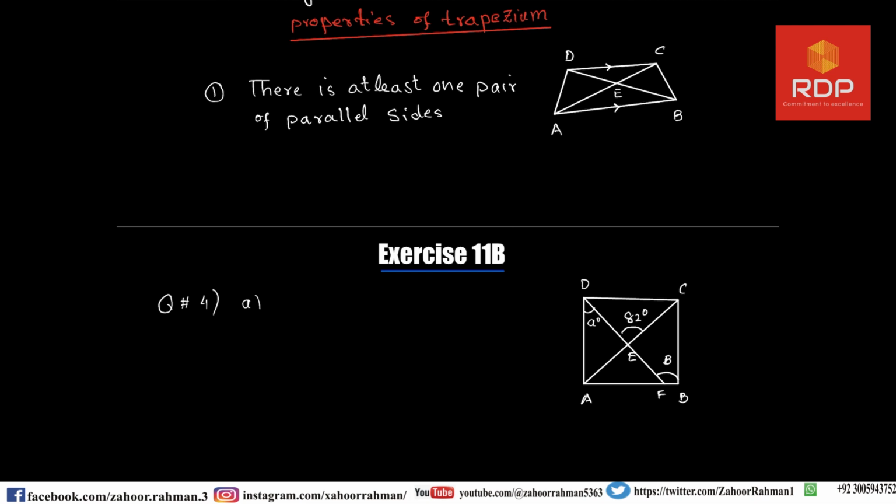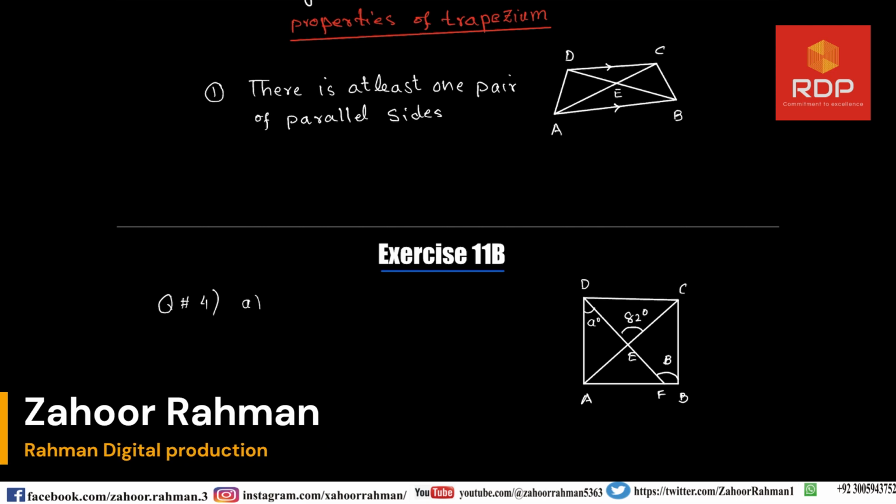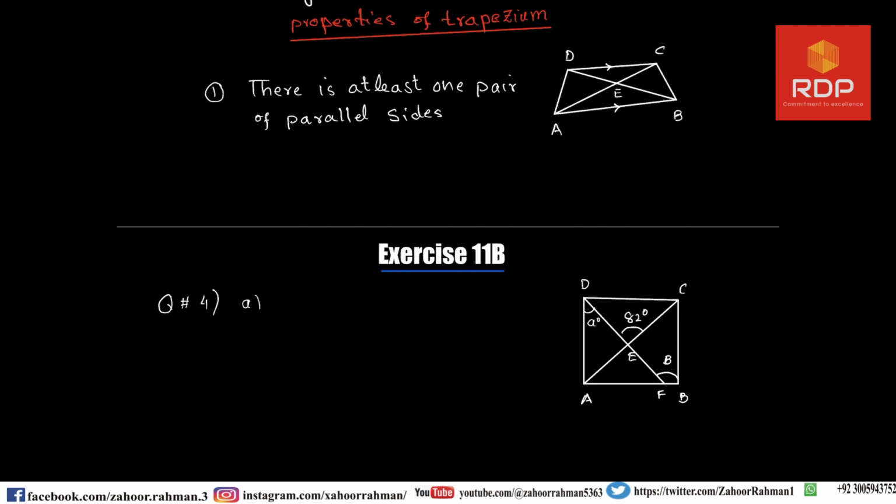Now trapezium is that type of quadrilateral in which there are two parallel lines and two non-parallel lines. In this case, two parallel lines are AB and DC, and the two lines AD and BC are non-parallel lines. This trapezium is having only one property. There is at least one pair of parallel sides. So keep these properties in mind.